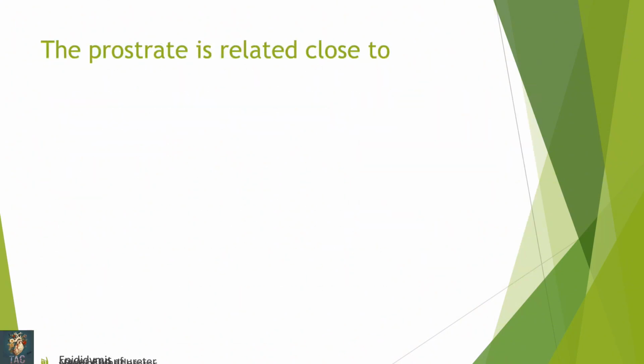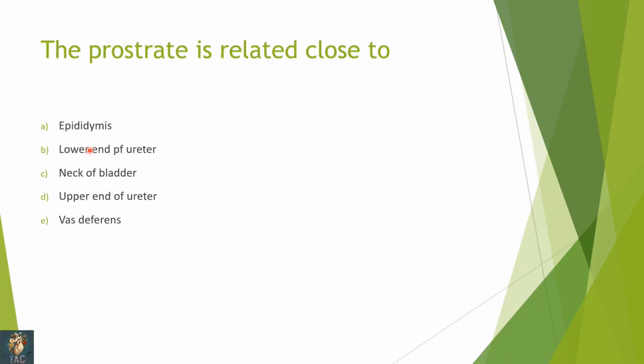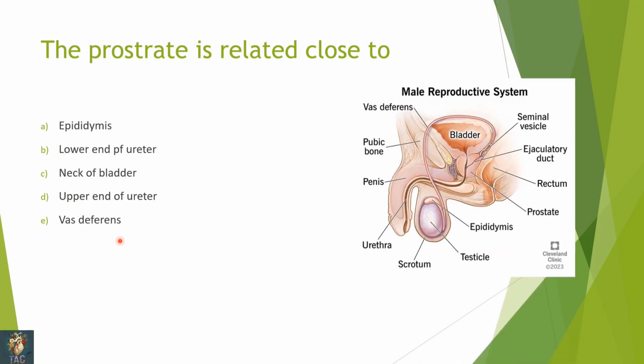The prostate is closely related to the epididymis, the lower end of the ureter, the neck of the bladder, the upper end of the ureter, or the vas deferens. So, a very important and very easy question. The prostate is basically related to the neck of the urinary bladder. Here you can see this is the bladder, and on each side you can see the prostate gland is present, and it is related to the neck of the bladder. So C is the correct option.